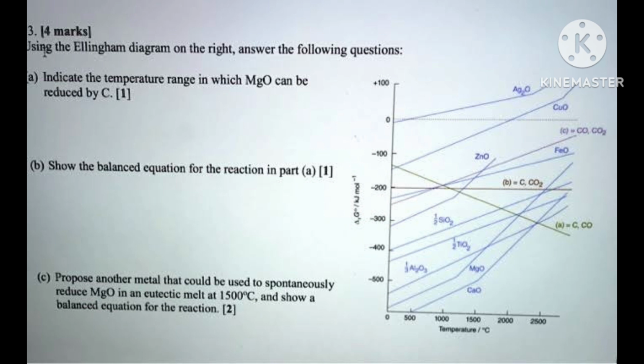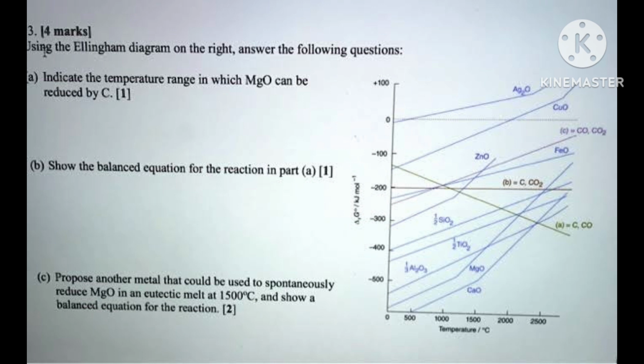Means after getting the intersection point, below that point, what is the value for delta G? Any value below that point, just see from the y-axis. Suppose the intersection is point A. Then from A, what is the value of delta G? You can see, any value below that, this reaction can take place.